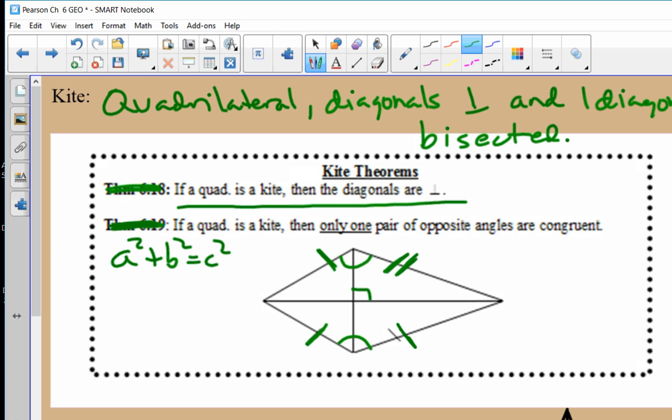and these two sides would be congruent. And this is the diagonal that is going to be bisected. So a bunch of stuff there about a kite.